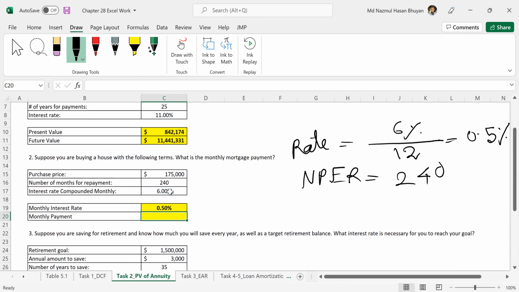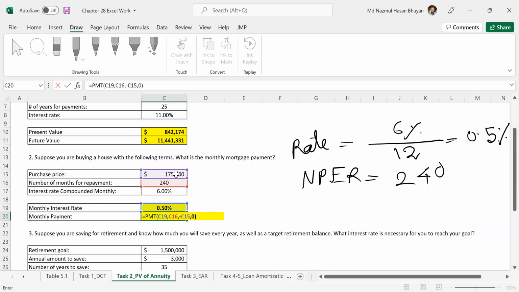Next, we are going to calculate our monthly payment. So the formula is PMT. So we need to know our periodic rate, and our periodic rate here is 0.5%, and NPAR, and then our present value. Let's make it negative, and then future value positive.